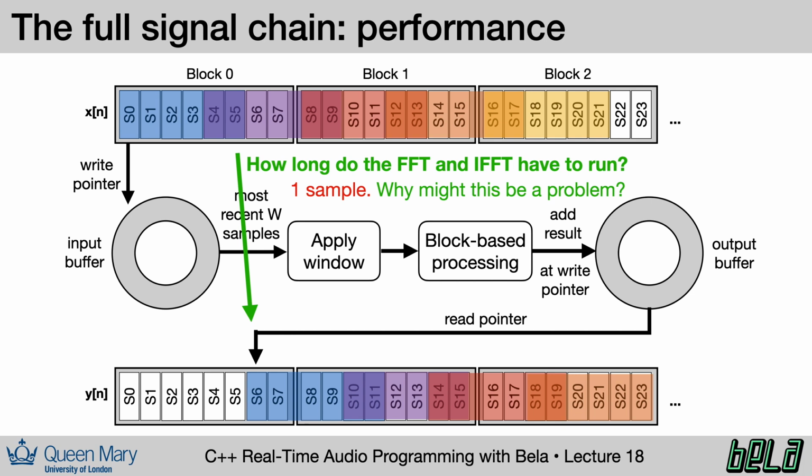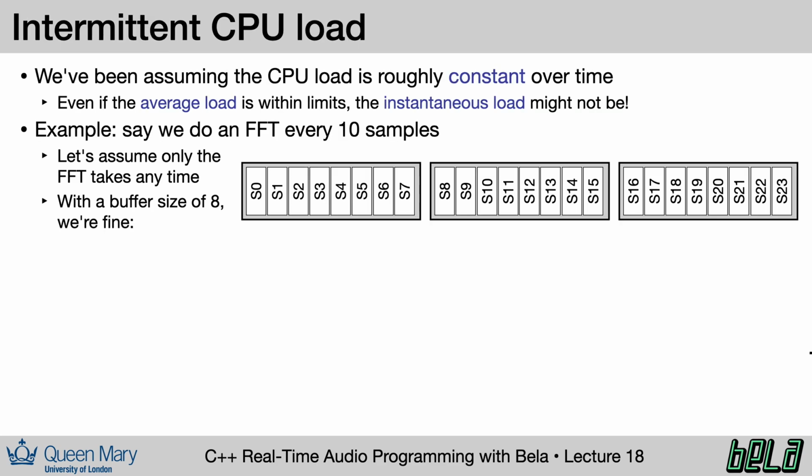So we might ask why this would be a problem, or conversely, why did this ever work in the first place with a larger block size? The problem we're going to run into has to do with intermittency of CPU load. In the early lectures, when we looked at the computational requirements of running audio code in real time, we were assuming that the CPU load from one sample to the next was roughly constant over time. But in the case of block-based processing, that's very likely to be false. We might have a situation where even though the average CPU load is something that we could calculate in real time, the instantaneous load at particular times means that we can't meet our real-time deadlines.